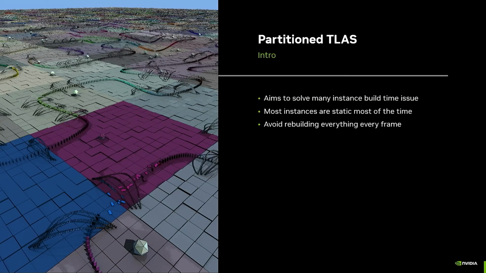This sample uses a simple grid, but you could use an octree, a quad tree, or any other way to assign partitions to instances. This aims to solve the many instance build time issue, and it is based on the assumption that most instances are static most of the time. So yes, any individual instance might be modified, even one that's usually static, because you might have destruction in your game. But most of the time, instances just sit around and do nothing, and then maybe they get active. And some instances move all of the time, but most instances are generally static. And we want to avoid rebuilding all the static content in your scene every single frame, because it really is dragging us down.